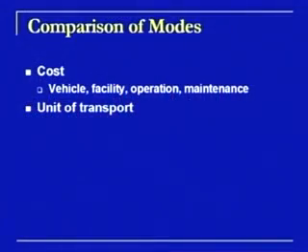Another aspect by which we have to compare the modes is the unit of transport. When we talk about the unit of transport, it has to be taken up in terms of different units, like the single unit, the multiple unit system, or the continuous system. The single unit system is a system where only one unit is moving along with either the passengers or the freight or both. Examples are any truck, any bus or your private vehicle.